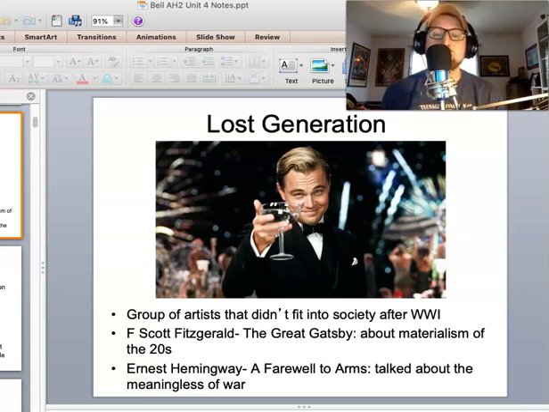So you have two books that really define the people of the lost generation and were really popular with the younger people of that generation. You have The Great Gatsby, which many of you may have read in English, or maybe you've seen the Leonardo DiCaprio, Tobey Maguire movie. And you have Ernest Hemingway's A Farewell to Arms, and I know some English teachers used to make you read that. So the one I want to focus on is Gatsby, but let's talk about Farewell to Arms.